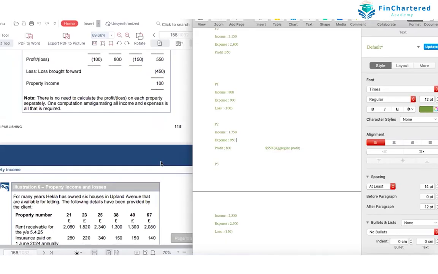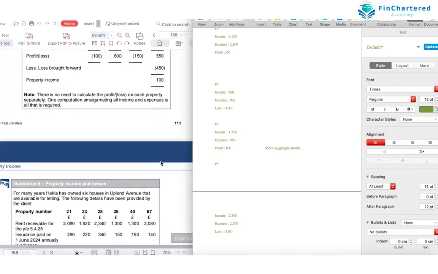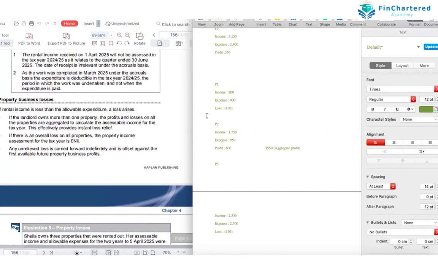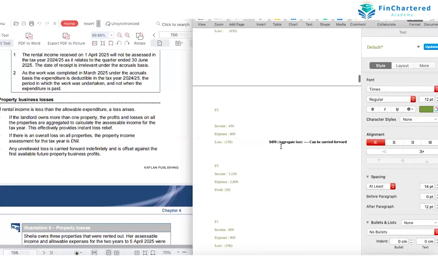Now, one interesting thing that you need to know is when there is an overall loss, like in the previous year, in the first year, there was an aggregate loss. So there will be no tax obviously charged, right? So if there is an overall loss, the property income for tax purpose will be zero, nil, and that is what this is.